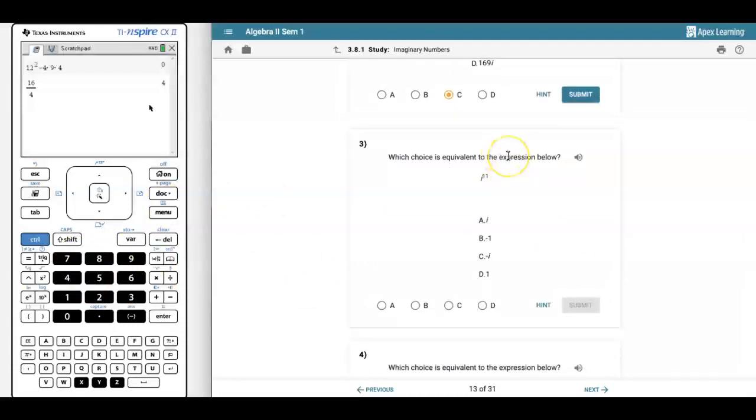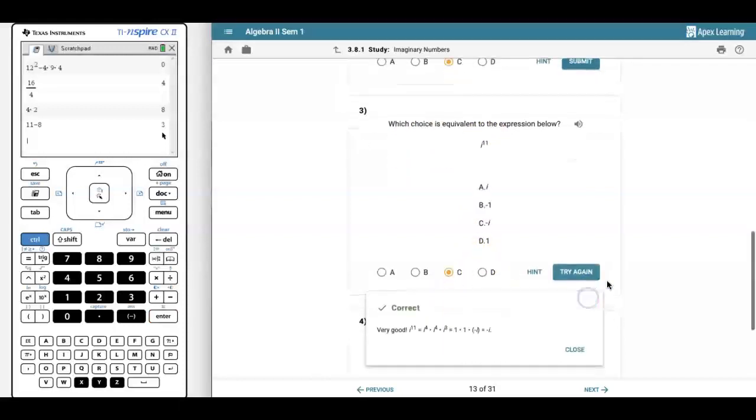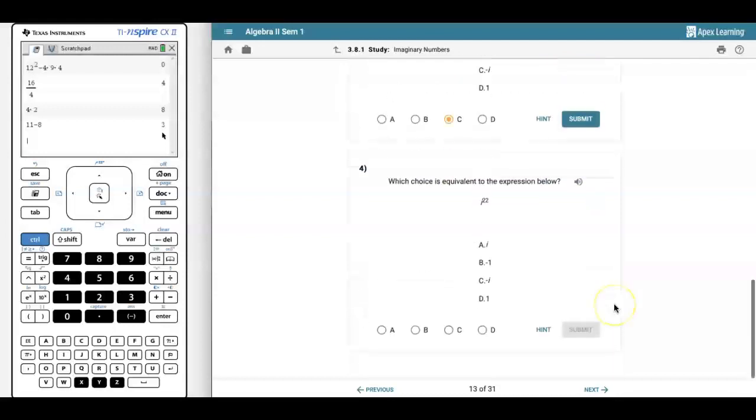All right. Equivalent of the expression below, right? This is, again, we're trying to figure out how many times does i to the 4th go in. For this one, it would go in 2 times. So again, 4 times 2 is 8. So I go 11 minus 8 gives me 3. So what that's saying is I'm left over with i to the 3rd, right? And according to the pattern, i to the 3rd is actually equal to -i. So that should be C there, right? And it gives you an explanation. Very good, because it's equal to i to the 4th, i to the 4th, i to the 3rd. 1, 1, -i.